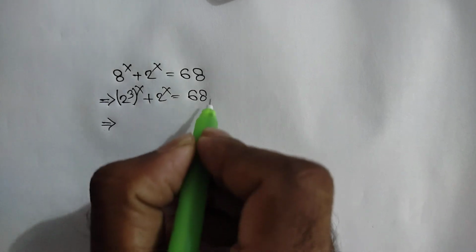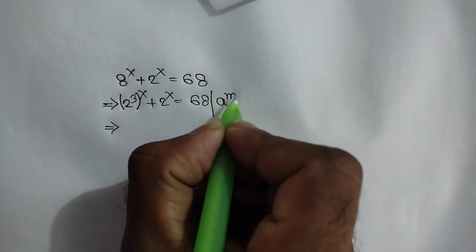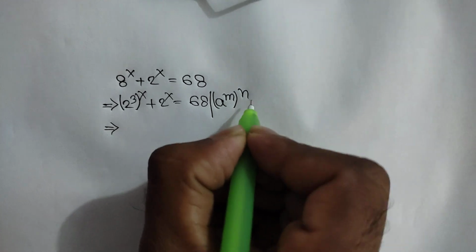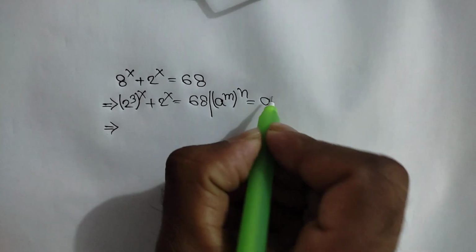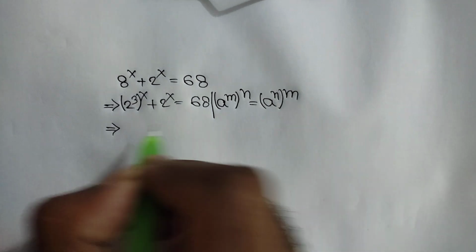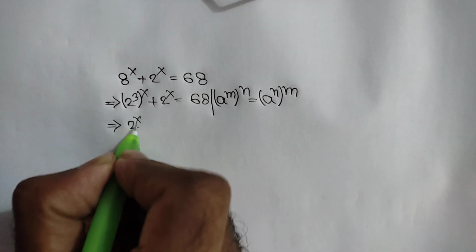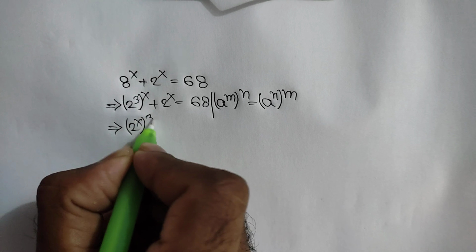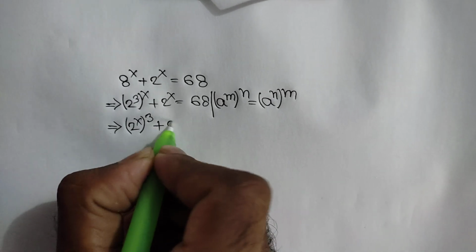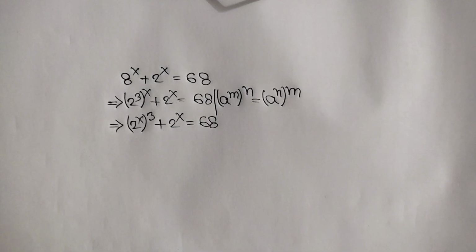Here we can apply this rule: a to the power m whole power n is equal to a to the power n whole power m. Applying this rule here, we can write (2 to the power x) whole power 3 plus 2 to the power x is equal to 68.